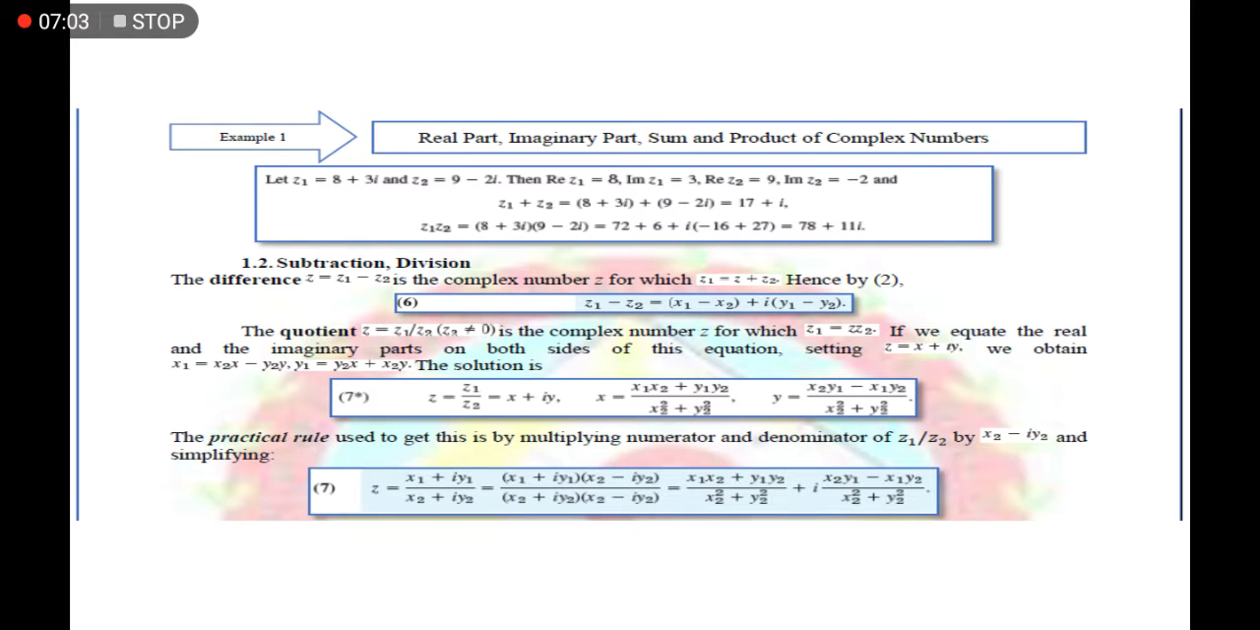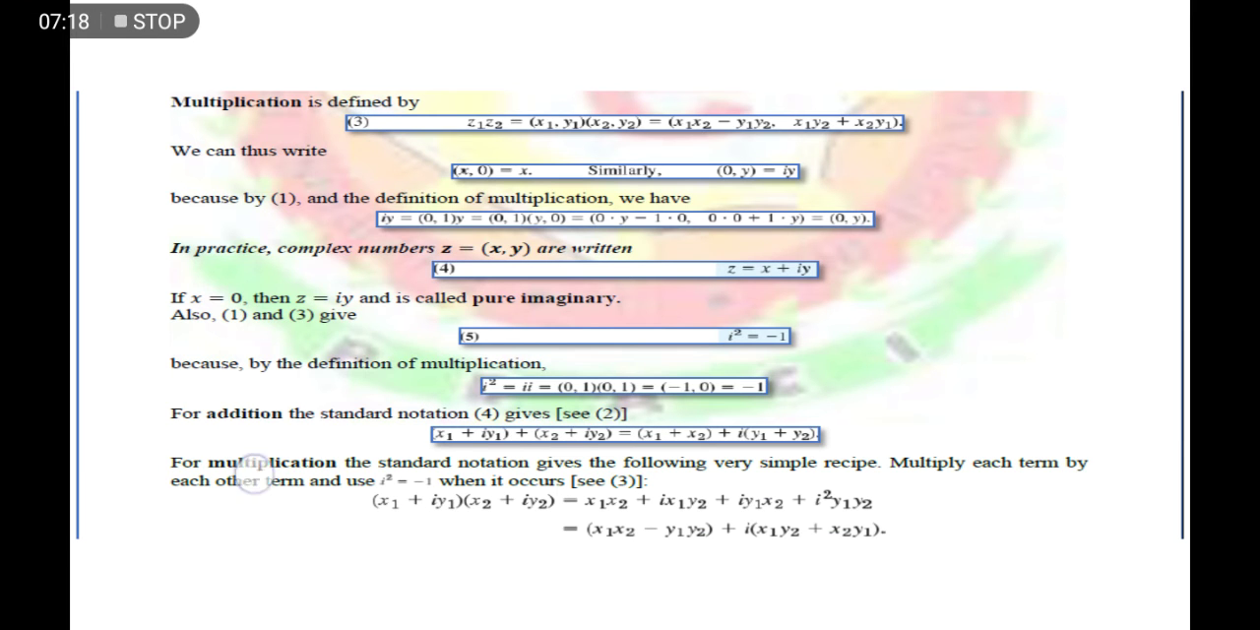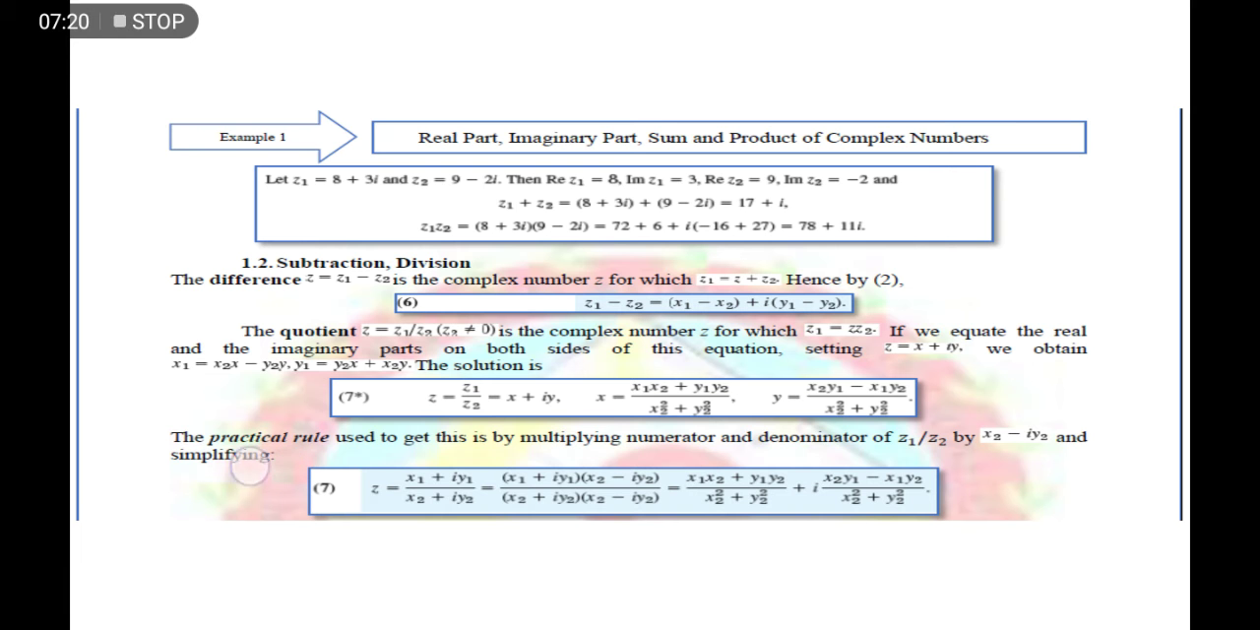We have here an example. I think this is a very representative example of that discussion. You may just read it and refer to it regarding the application of addition of complex numbers. Now, here we move to subtraction and division. What we had earlier was addition and multiplication. Here it is subtraction and division of complex numbers.